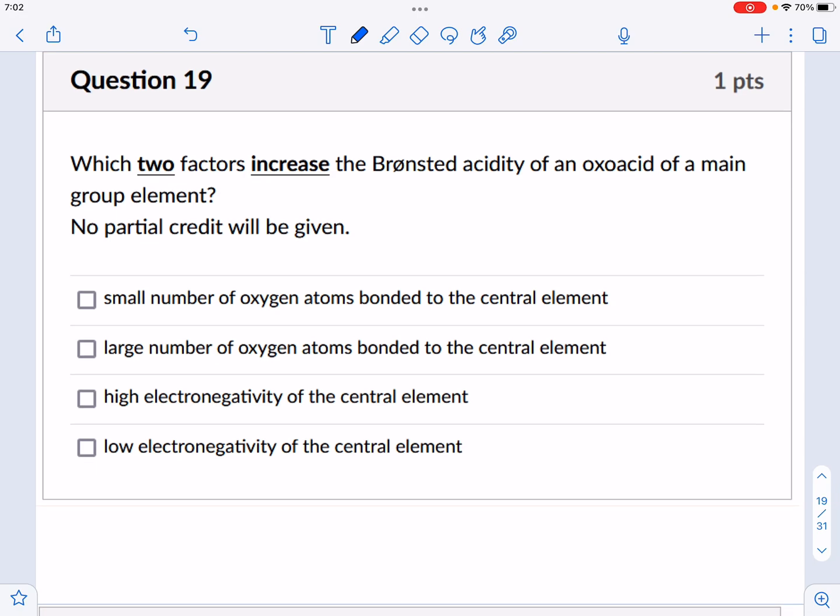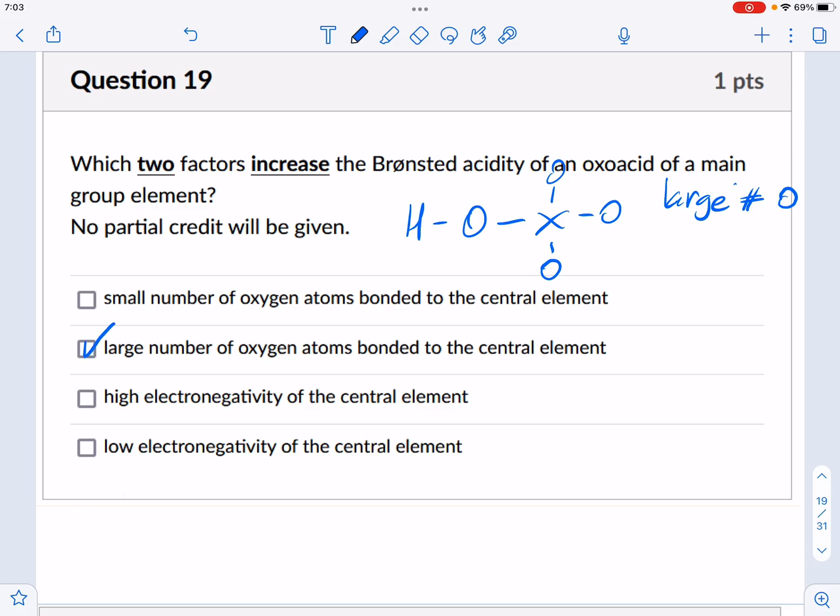Which two factors increase the Bronsted acidity of an oxoacid of a main group element? No partial credit will be given. So the oxoacids, you have HO, and this is connected to another central atom. How do you increase the acidity of this acid? Well, number one, if you increase the number of oxygens, a large number of oxygens, that will help increase the acidity.